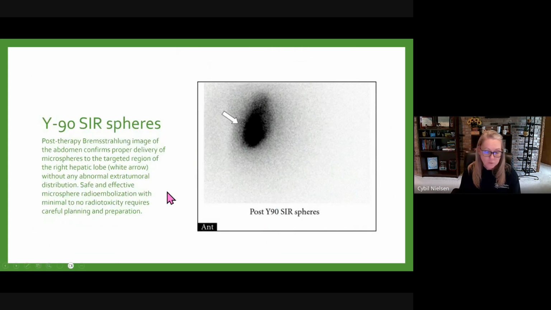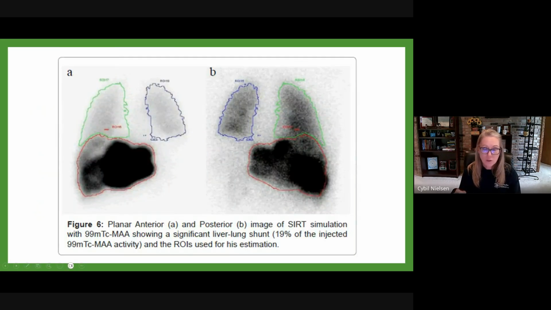So before we do this, we're going to inject TEC-MAA. Not us, the physician. We're going to walk in with a syringe of MAA, and they're going to inject the TEC-MAA directly to where they intend to inject the Y90 particles. And then we're going to take an image. We're going to image the lungs, and we're going to image the liver. We can do anterior and posterior. And we're evaluating what percentage of counts are going to the lungs.